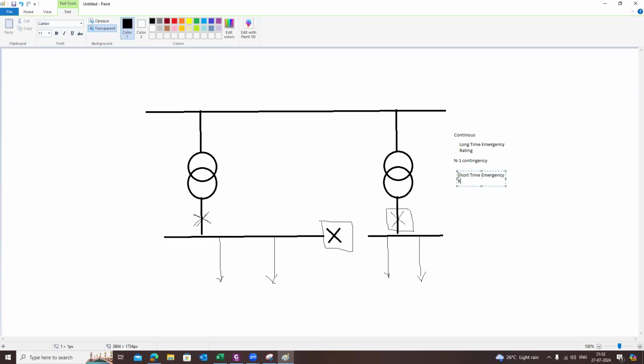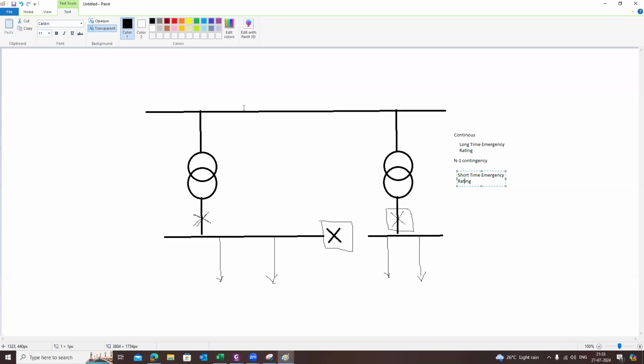Short-term emergency rating. So depending upon the contingency condition, we have to check whether the transformer will be capable of the continuous rating, or long-term emergency rating, or short-term emergency rating. That you have to compare.